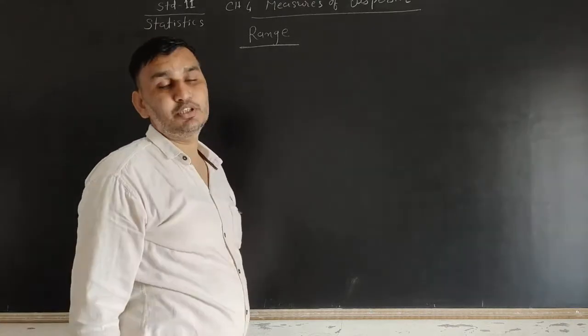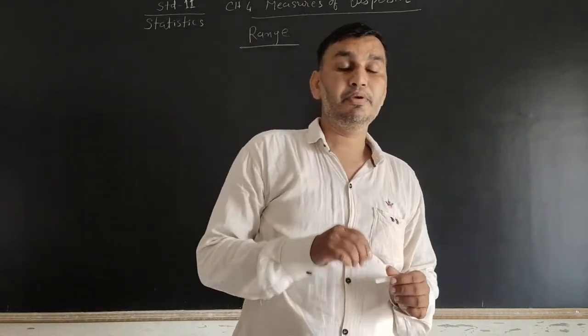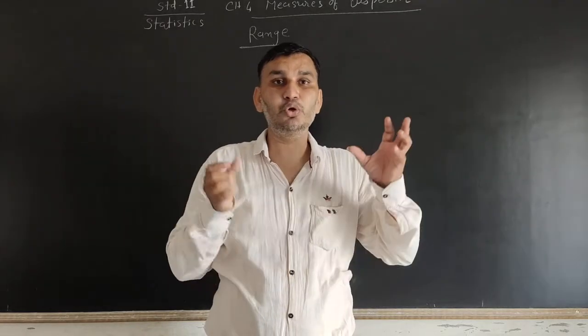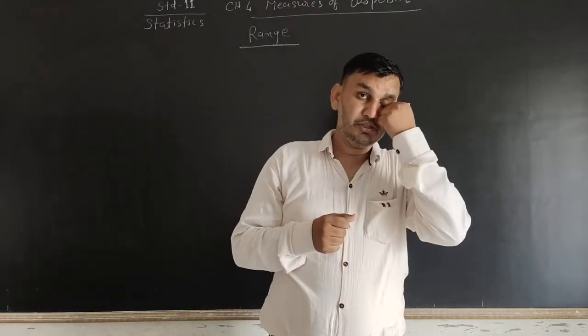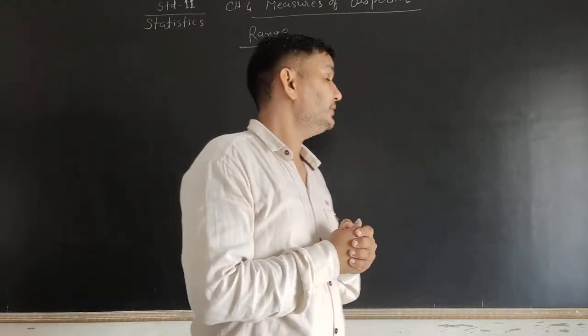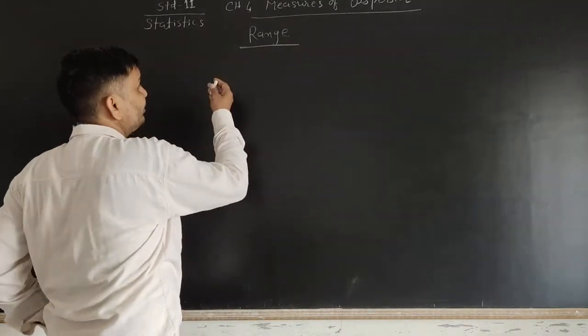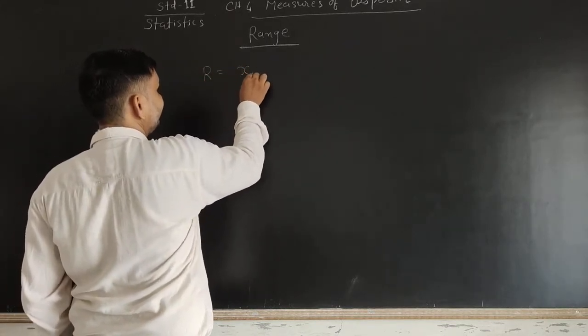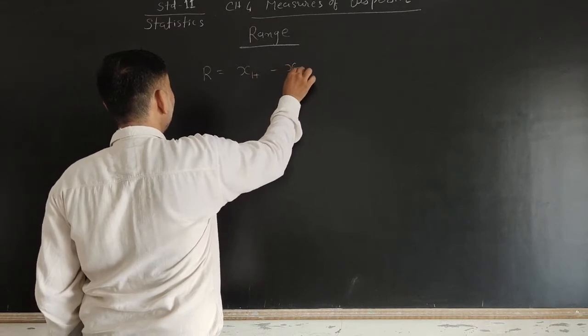What is the range? In simple terms we can say it is the difference between the highest observation and the lowest observation. The difference between the highest observation and the lowest observation is called a range. So the formula: the range R is equal to XH minus XL.